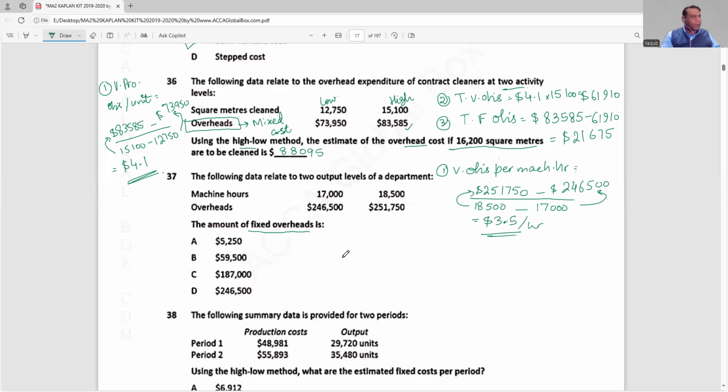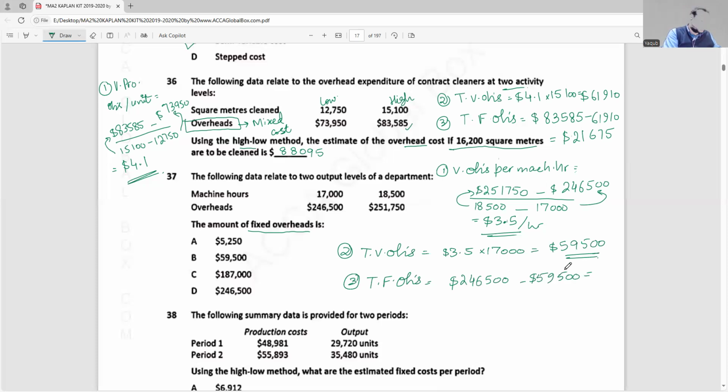3.5 per hour. Step number 2: total variable overheads is equal to 3.5 into, this time we are going to take the lowest activity level, just to make sure that we can use either of the activity levels. That gives 59,500. Third is total fixed overheads, which is total overheads minus total variable overheads. That gives 187,000. So C is the right answer.